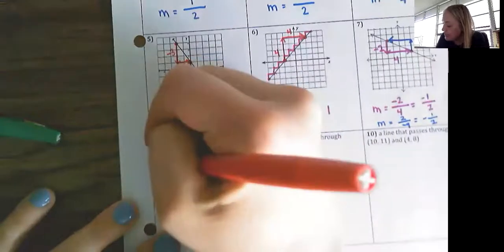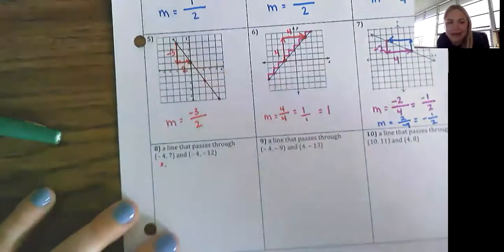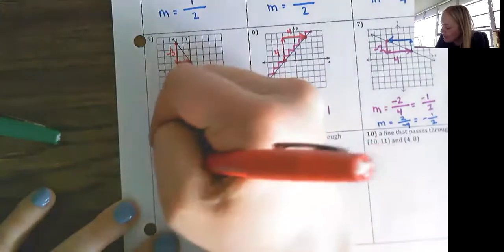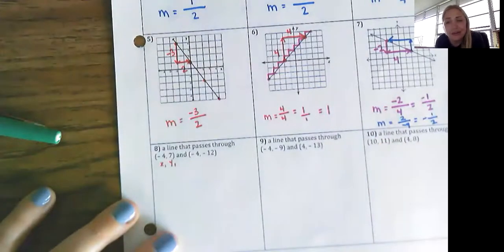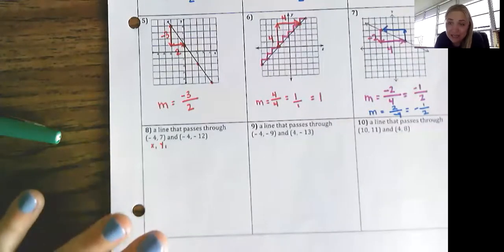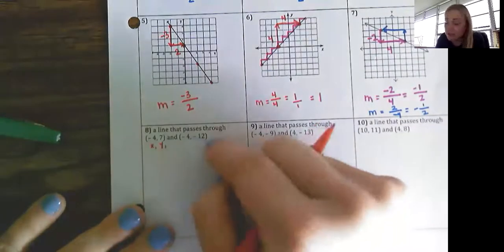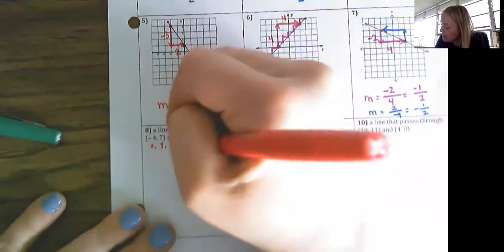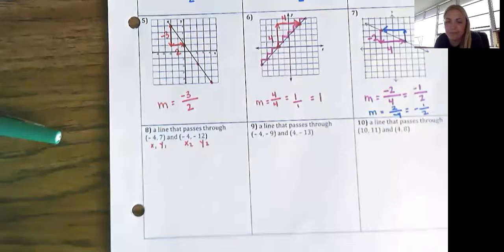So looking at problem number 8, I will start by saying -4 is my x1, so I write an x1 beneath it. 7 is my y1. The reason that those are x1 and y1 is because they are the first coordinate that was given to me. -4, -12 is the second coordinate, so it's going to be x2, y2.